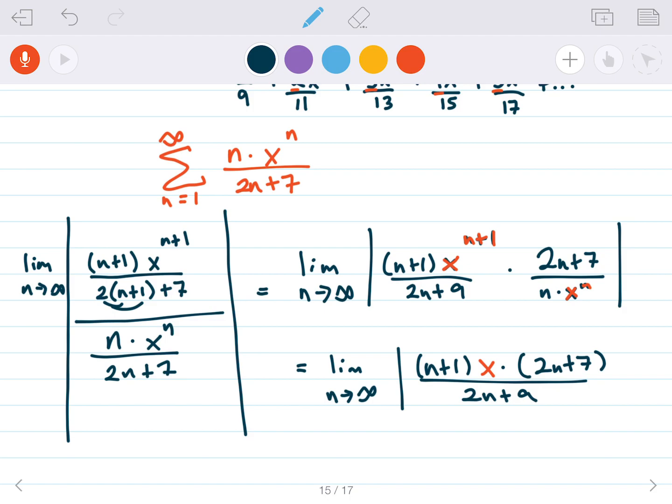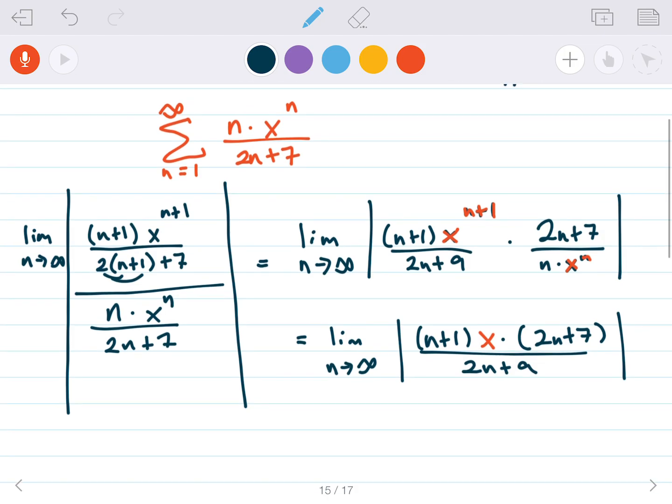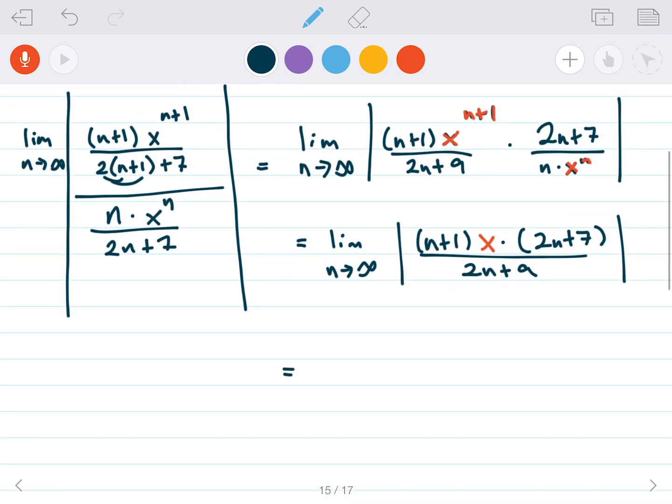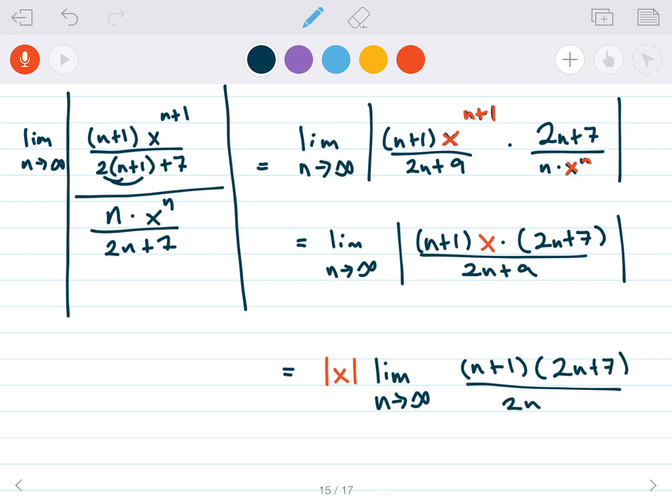All right. Now I want to bring that x out and keep it in absolute value bars, but since everything else is in terms of n, I can get rid of the absolute value bars there. So let's get that guy out of there. Then we have this, and taking the absolute value bars away, we have n plus 1 times 2n plus 7, all divided by 2n plus 9.